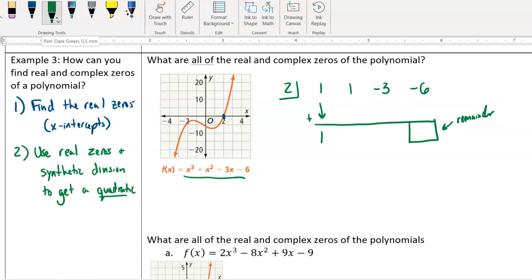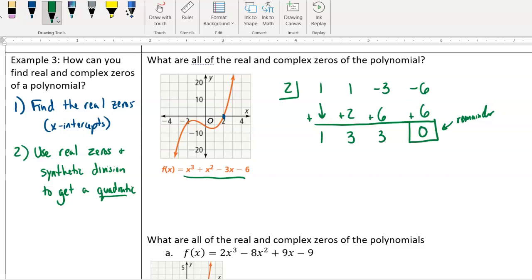Remember, the process now is I take that 0, which is 2, times 1, and I get 2. Add these together, I get 3. 2 times 3 is 6. Add those together, -3 plus 6 is a +3. 2 times 3 is a +6 again, and -6 plus 6 is 0. So again, we wanted to have a 0 there.